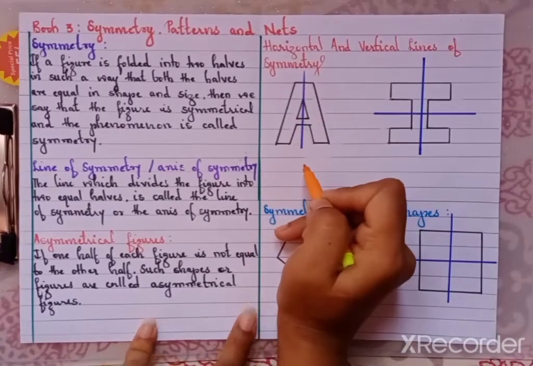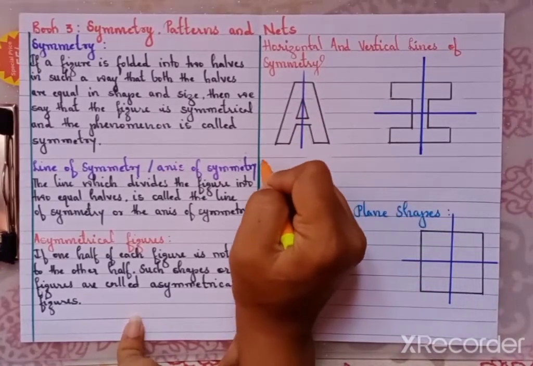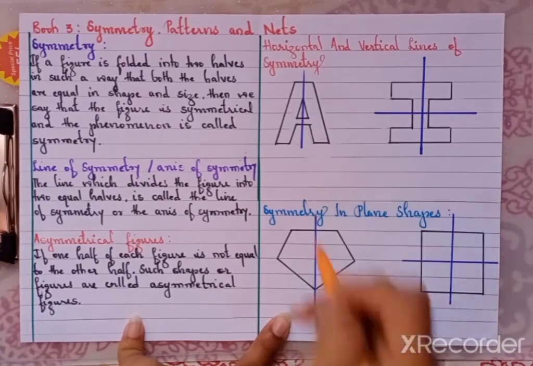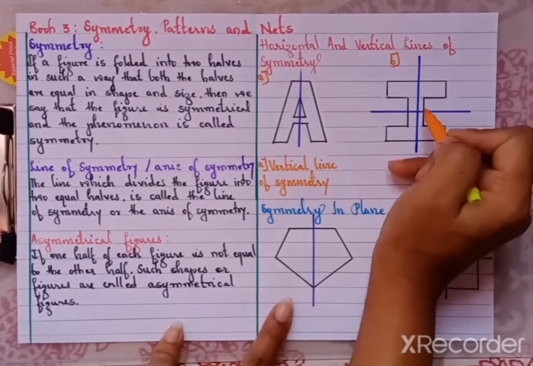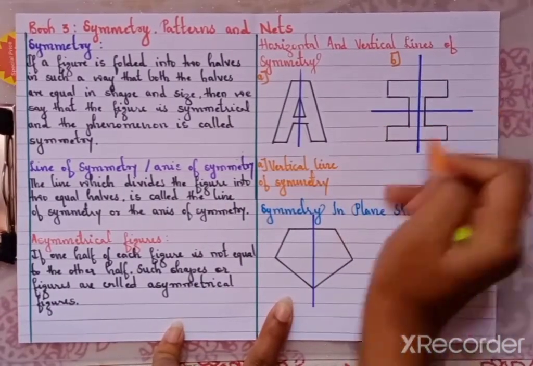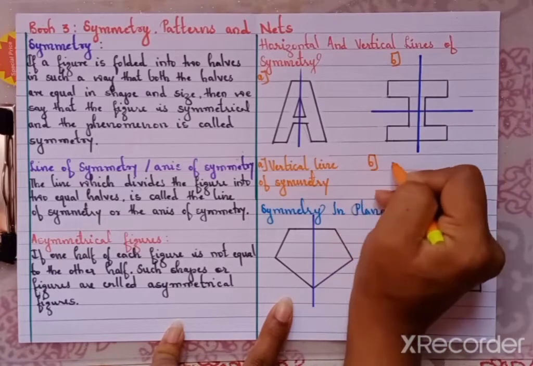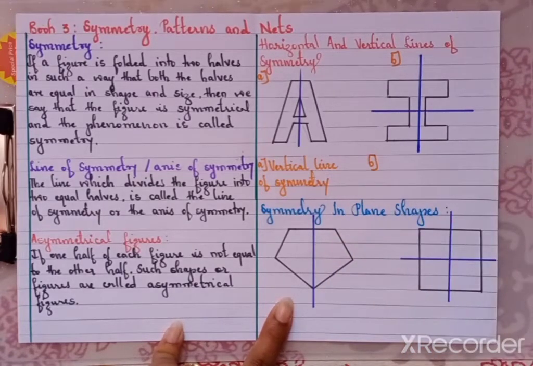Here we have drawn vertical lines of symmetry. So let's write vertical lines of symmetry here. In the second figure, we have drawn vertical as well as horizontal line of symmetry. So we'll write here vertical and horizontal line of symmetry.